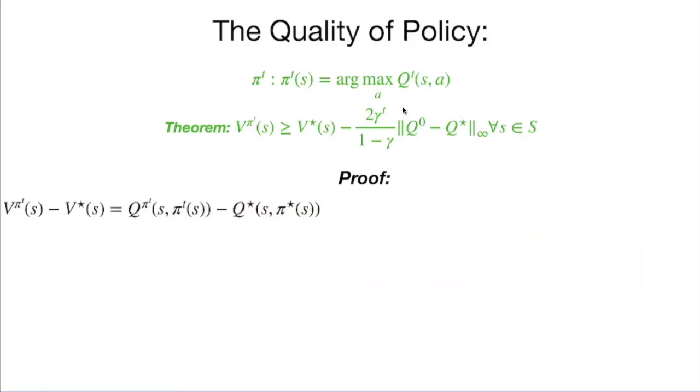So that's actually what we're going to do for the proof. We're going to introduce a middle ground and then reason about two terms. One term is dealt with by recursion. One term is dealt with by using the value iteration property, the convergence property.